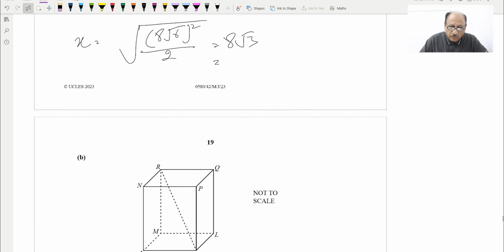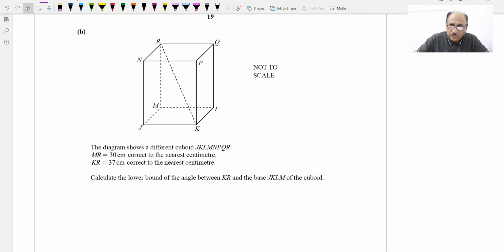Hopefully you understand this. Now part B says the diagram is provided which is not to scale. The diagram shows a different cuboid. MR is equal to 30, and KR is equal to 37.